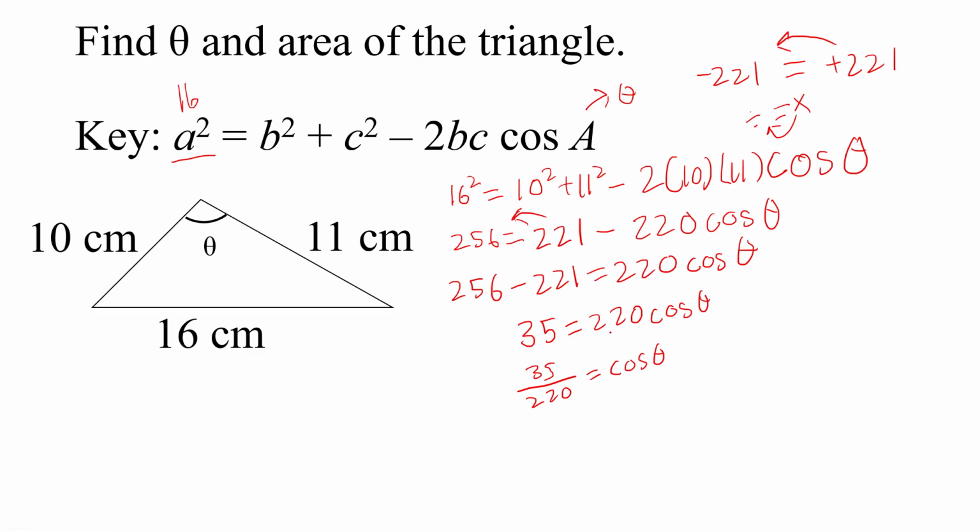Next is very simple. This one we learned before. We want to find theta, so we bring the cosine over. So it becomes cosine inverse 35 over 220, and I'll get 80.8. This one will be in degrees. And this is 1 decimal place, because for degrees we normally put them as 1 decimal place.